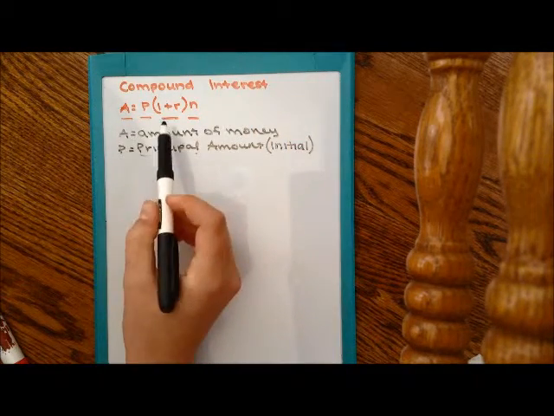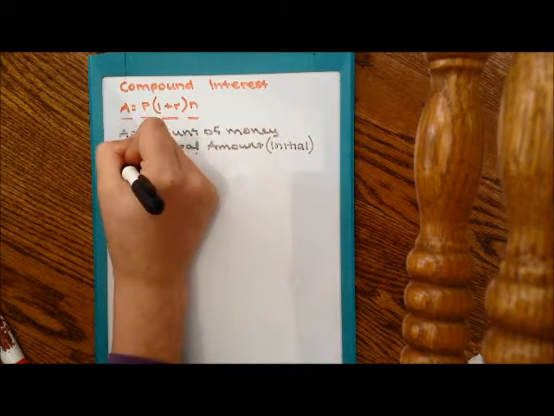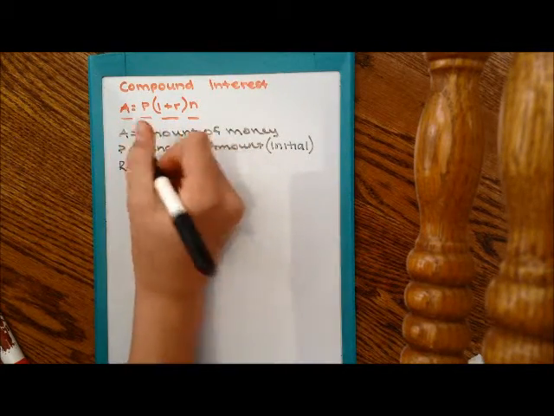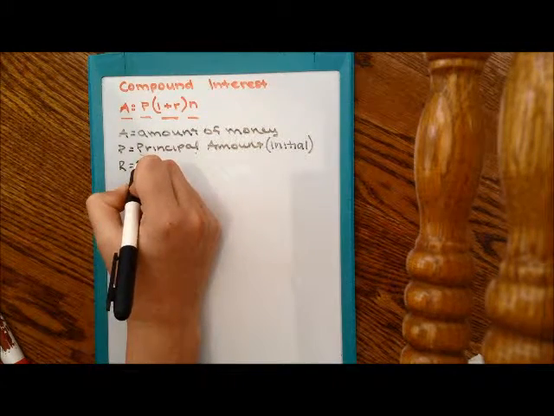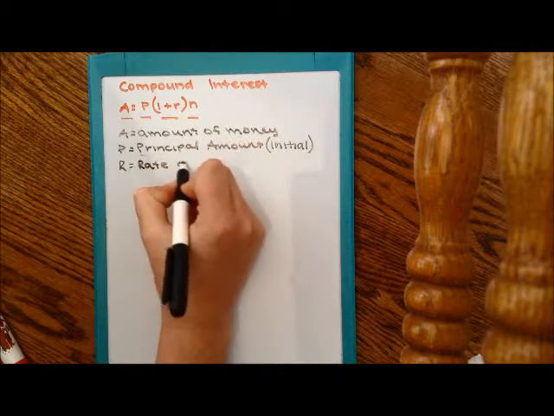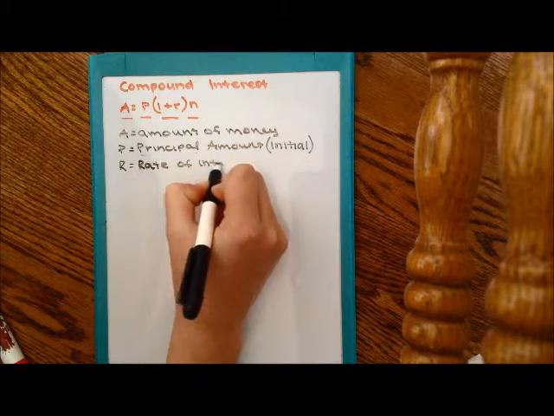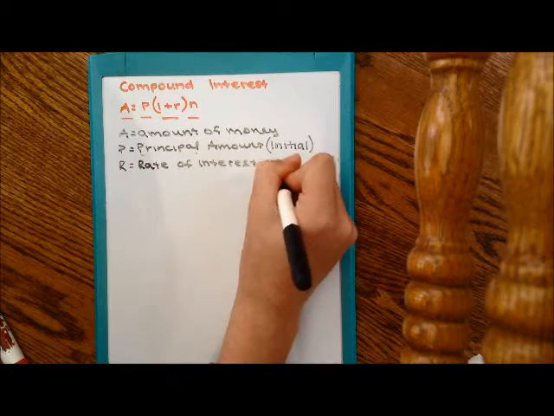Okay, then we have R. The R is the rate of interest annually. So put rate, and we'll make sure to say annual.